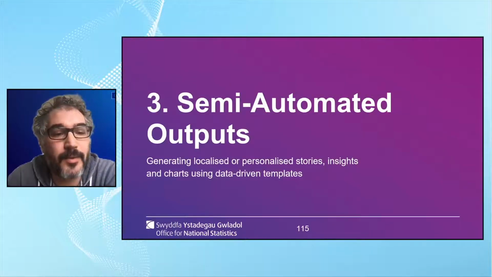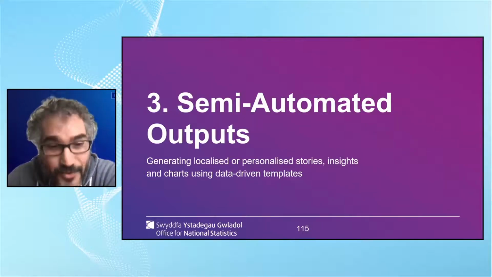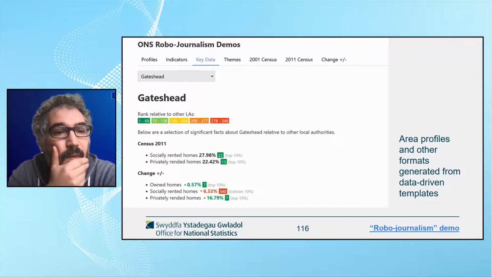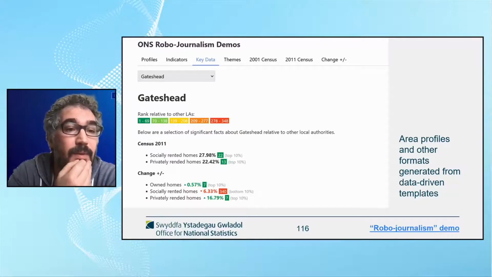So semi-automated output. What I was talking about, the robo-journalism here, is really about generating localized or even personalized stories, insights, charts, using data-driven templates. So this is where you bring in a certain level of logic and templating. In this example, it was about local authority districts, of which there are about 350 in England and Wales.